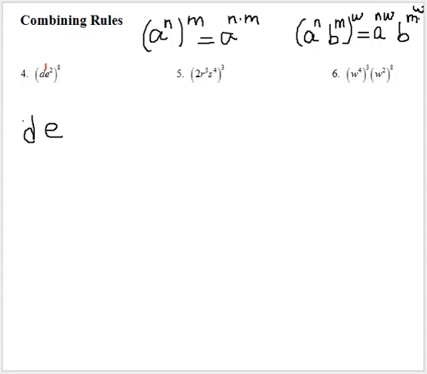Very good. 1 times 8 is 8. And that would be e to the power of, what would be the exponent for e then? 16. All right, so that's done. That's easy. Now, the second one would be very similar to this.